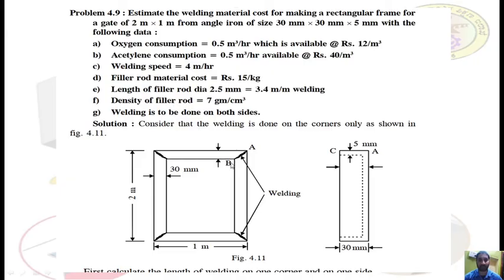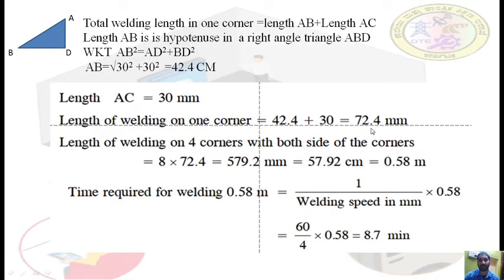So this length AB is 42.4 plus this length 30, that is 72.4 mm, the length of the weld in a single corner. So we have four such corners. Since the welding is done on both sides, front side and back side, the total corners will become 8, 4 for front and 4 for back. So 8 into 72.4 is 579.2 millimeter.